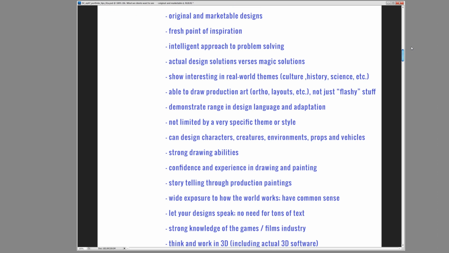Okay, next, able to draw production art. This is also very important, especially for industrial designers if you're doing hard surface, because you don't want your portfolio to have nothing but flashy stuff. Flashy meaning it's painted, photo bashed, epic and so on. Can you translate that flashy stuff back into very boring production art, such as orthos or orthographics, layout drawings, blueprints? Because if you designed it, you're going to have to clean it up and show us how to build it.